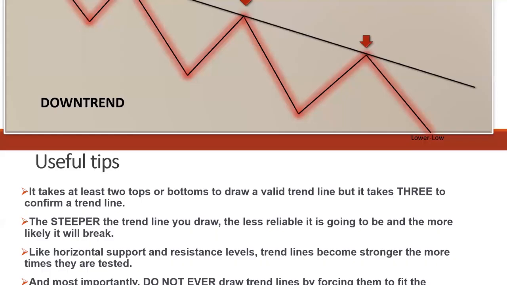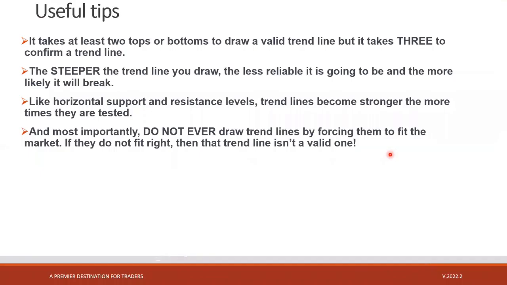So let's quickly look at some useful tips before we jump over to our charts and just see if we can spot something. Okay. Now, useful tip. Point one. It takes at least 2 touches to draw a valid trend line. That means you need 2 touches. If the market is bearish, you're looking for 2 highs that are lower, lower highs, and then connect the trend line and watch for the touch. But then it takes a third one to confirm the trend line.